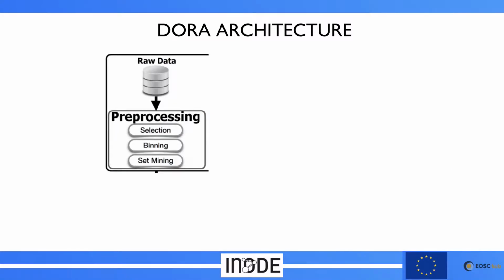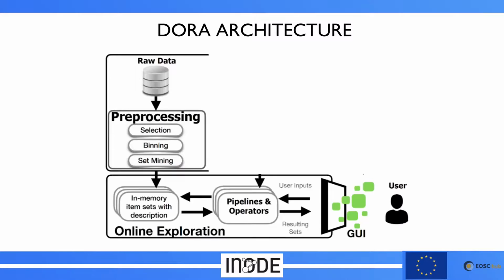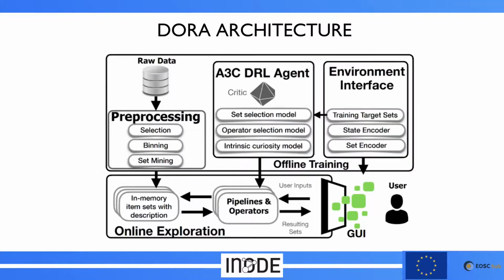In DORA, we start by preprocessing the dataset we want to explore to extract item sets that will be used for exploration. The user can then access the interface to execute pipelines and operators to explore the item sets that are stored in memory on the server. To develop the different training policies, we use A3C deep reinforcement learning agents, accessing the application through an environment interface, allowing the agents to use the application in the same way a user would.